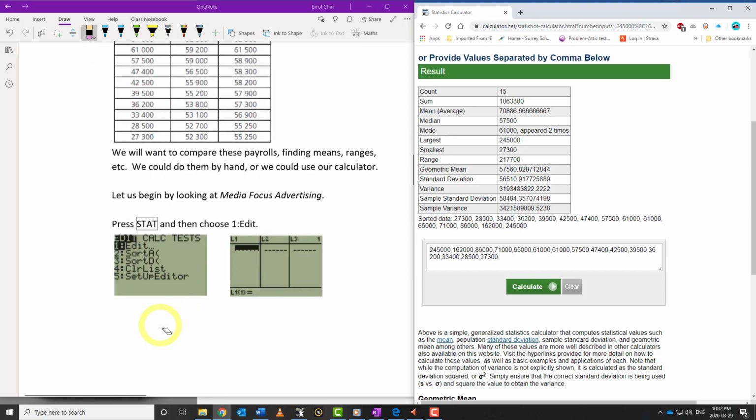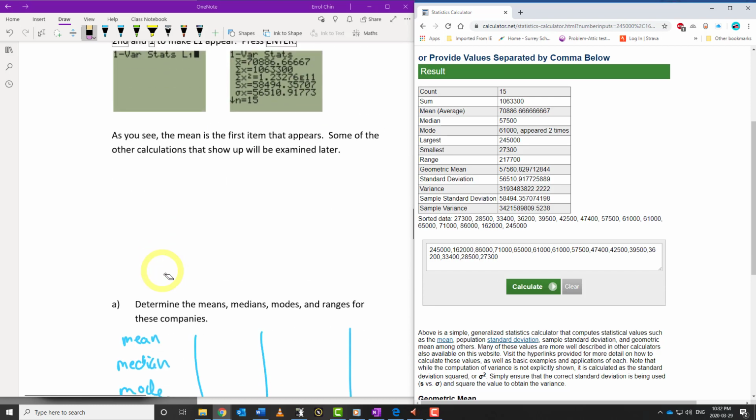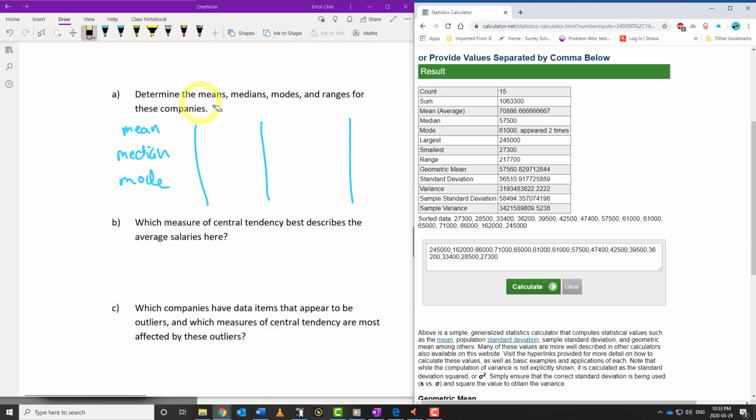Now, as I go through my notes, there are some screenshots of a calculator that unfortunately we don't have a class set of, and you probably don't have access to. So in the meantime, I suggest you go on to calculator.net and use that site to help you calculate. So I'm going to go down to the bottom here. It says determine the mean, median, and modes and range for these companies. Well, our website doesn't actually give us, well, it does actually, largest and smallest. It gives us the range. So let me just do that.